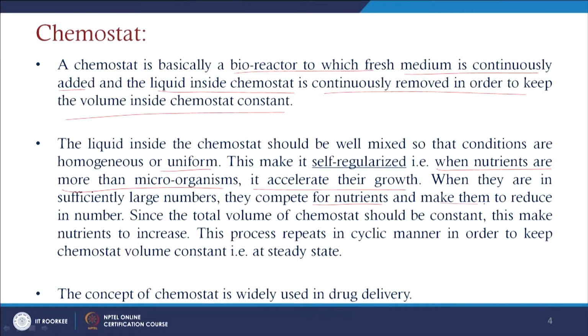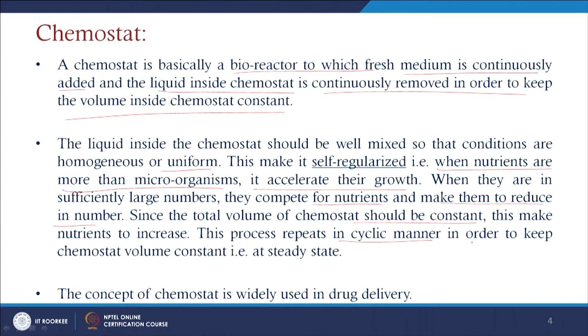When they are in sufficiently large numbers, they compete for nutrients and reduce in number. Since the total volume of the chemostat should be constant, this makes nutrients increase. This process repeats in a cyclic manner in order to keep the chemostat volume constant. That is, at steady state, in a cyclic form, we will always have a constant level maintained. This concept of the chemostat is widely used for drug delivery systems, where there should be a uniform distribution of the nutrients, chemicals, or drugs supplied to our body.